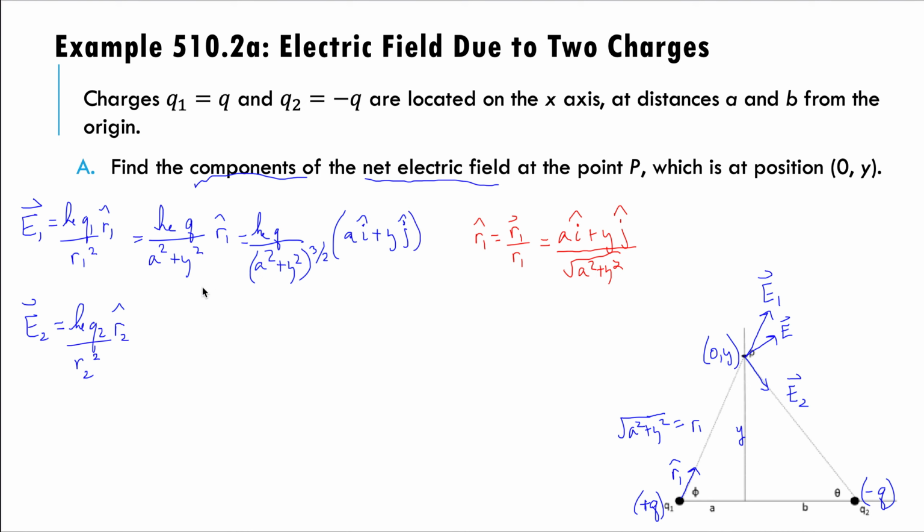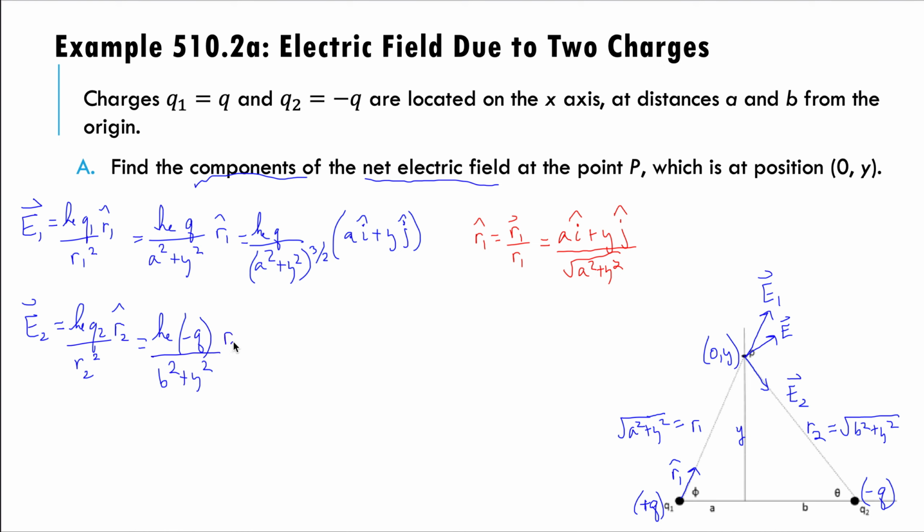Let's do the same thing for E2. It's going to be very similar. We're going to have k_e, and then Q2 is going to be negative Q, so the Q itself is just the magnitude of the charge. And then we need a distance r2 squared. r2 is this distance over here on the right from Q2 to the point P, and we'll use the Pythagorean theorem. It will be the square root of b squared plus y squared this time, since the leg has a length b instead of a. So when we square that, we will get b squared plus y squared.